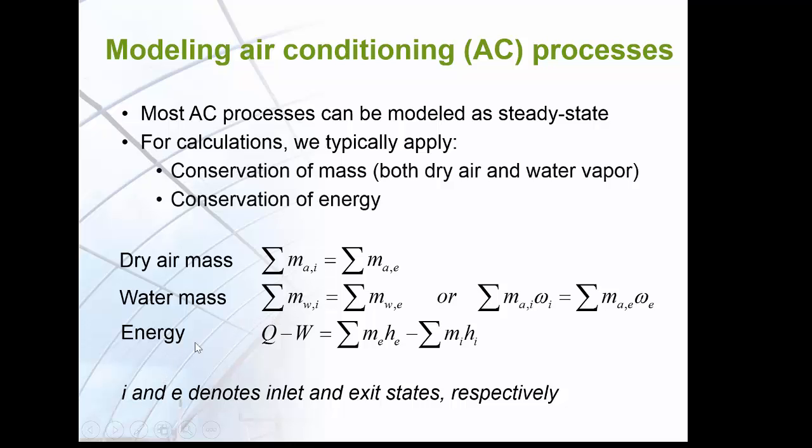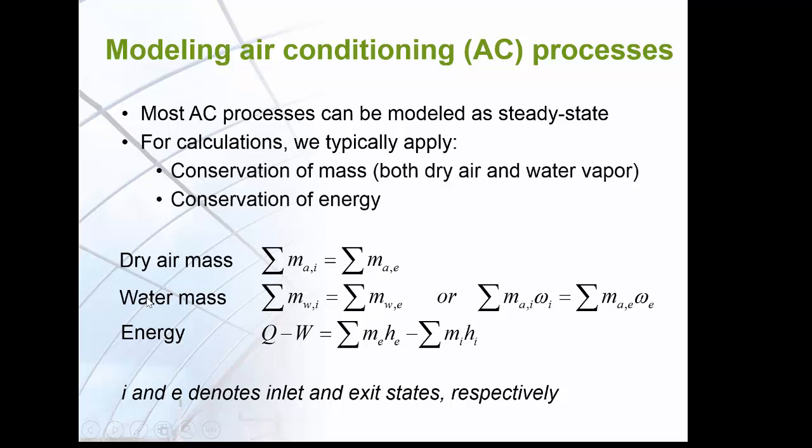And as you can see in these equations, the I and E represent the inlet and exit states respectively. So for dry air mass, the conservation of mass states that the incoming dry air mass equals the total dry mass of the air exiting the control volume.